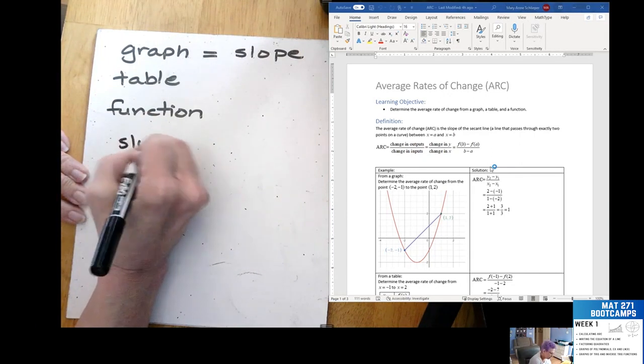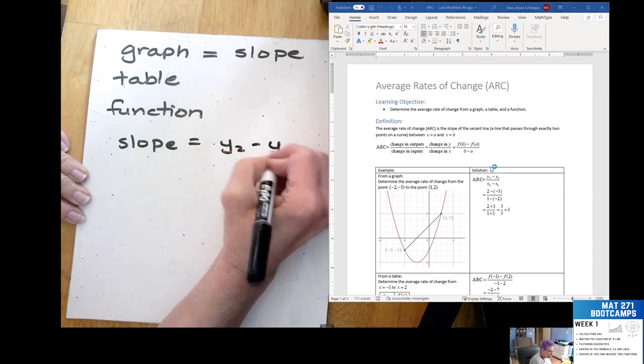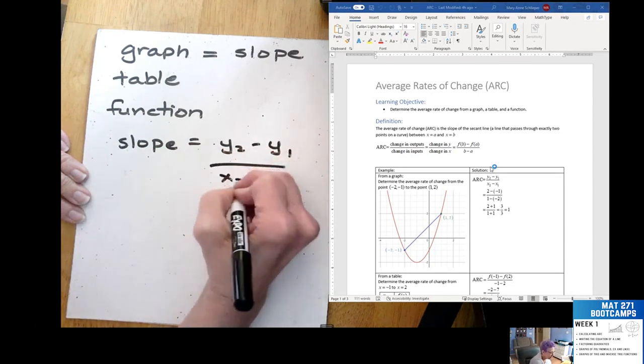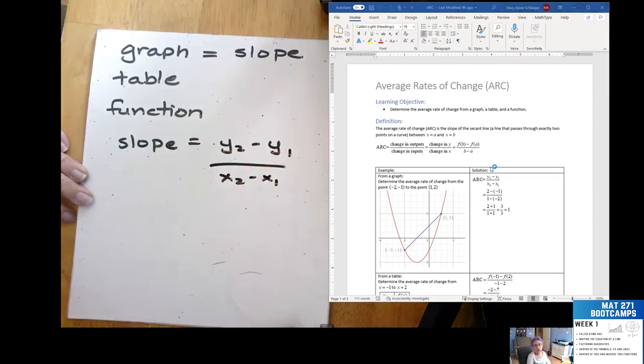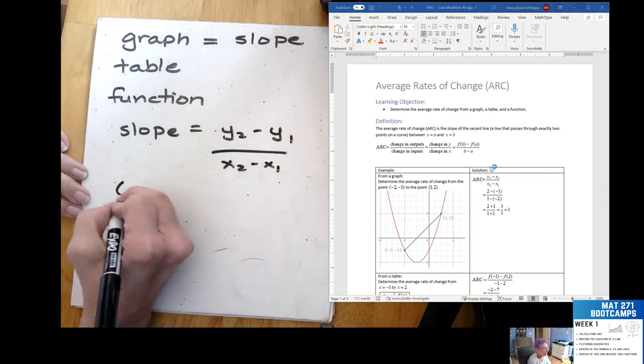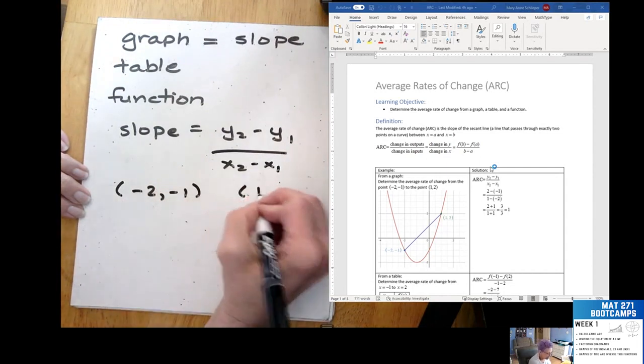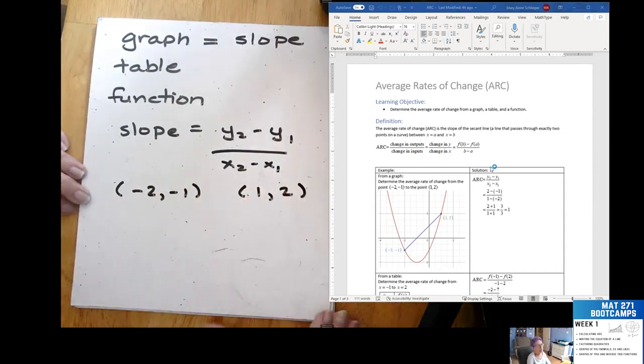So slope is Y2 minus Y1 over X2 minus X1. So in this case, we're going from the point -2, -1 to the point 1, 2.